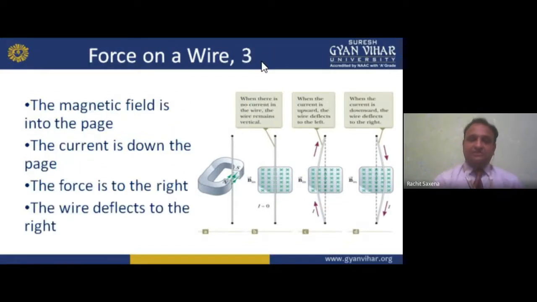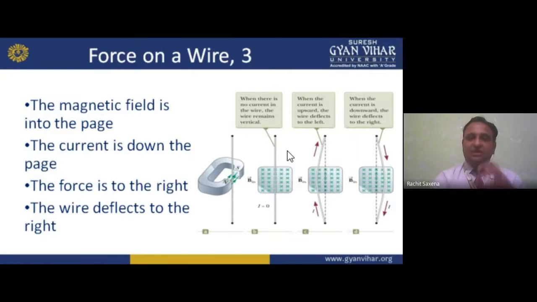Now, third case, the magnetic field is into the page, and the current is down the page. Now what does the force do? Basically, the force is to the right, and the wire deflects to the right. Upward, left; downward, right. Understand? So it is similar to that one, but I am taking three conditions into the page.